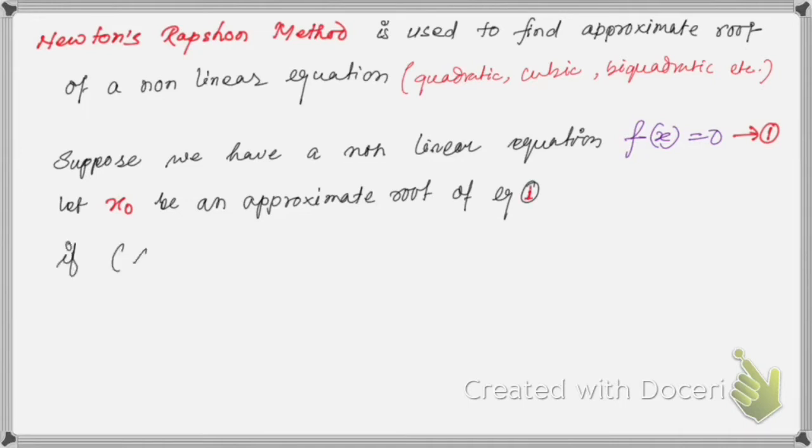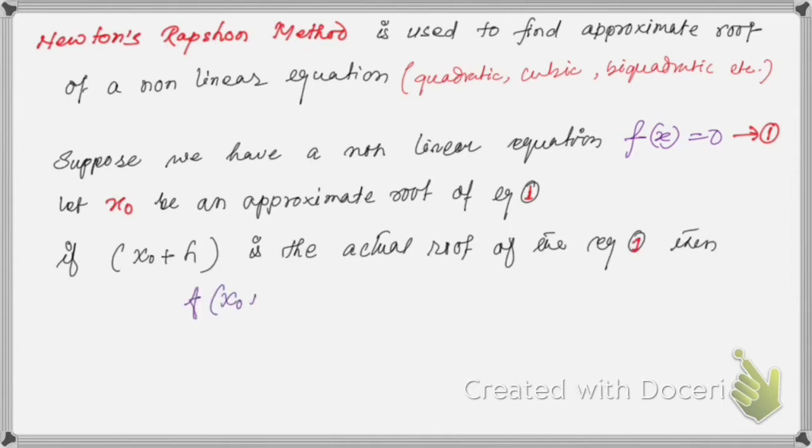Now if x naught plus h is the actual root of this equation, then we must get f of x naught plus h is equal to 0. If x naught plus h is the actual root, then it must satisfy equation number 1. Here we have considered x naught as an approximate root, not the actual root of this equation. So it is close to this one but not exactly x equal to x naught plus h.